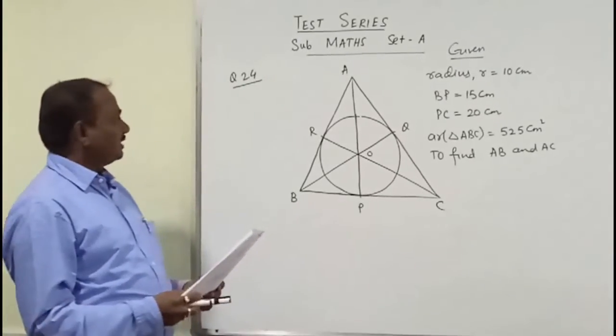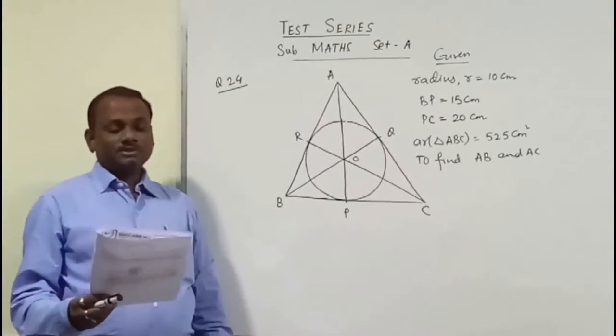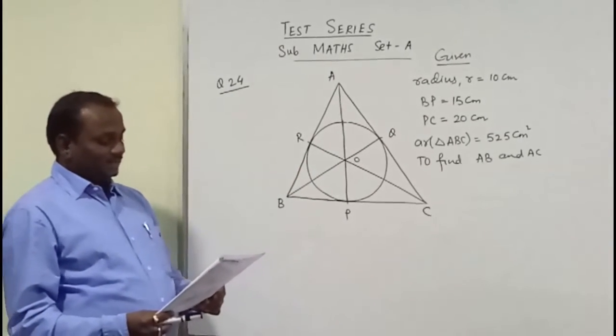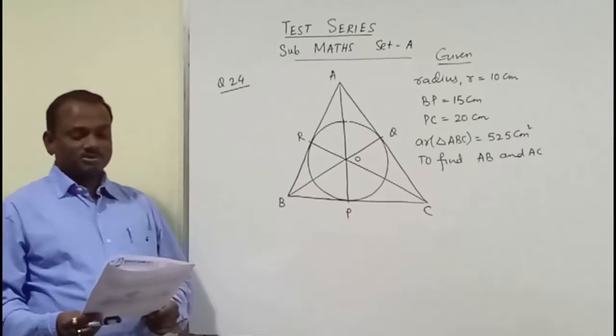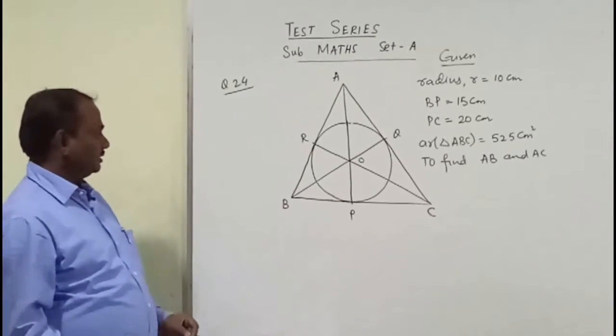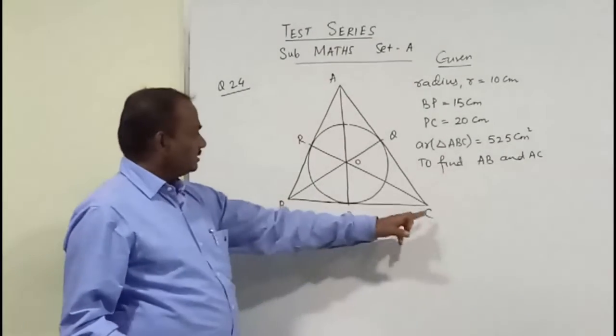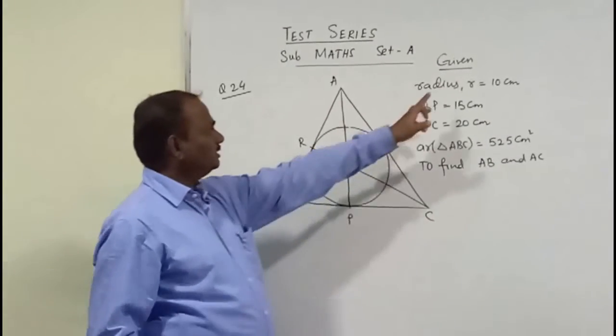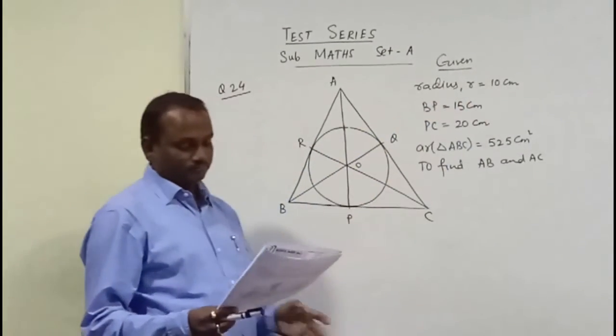Let's take question number 24 now. In this question, as given in the figure, a triangle ABC is drawn to circumscribe a circle of radius 10 cm. Triangle ABC is circumscribing a circle whose radius is 10 cm. Here radius is equal to 10 cm.